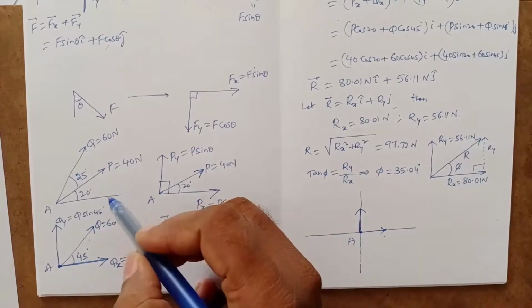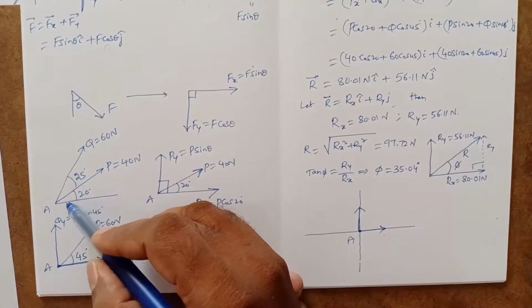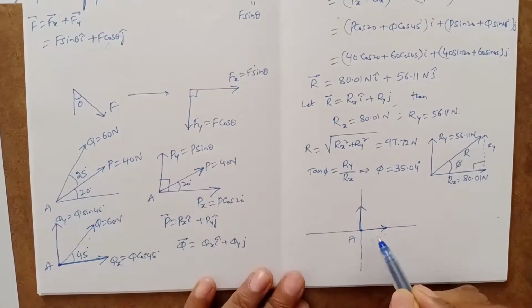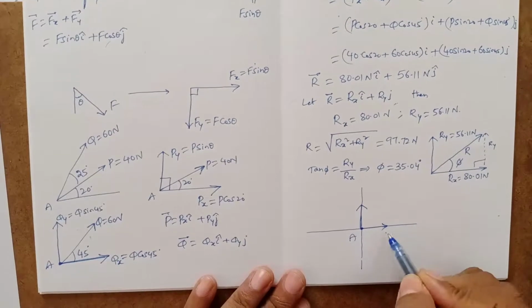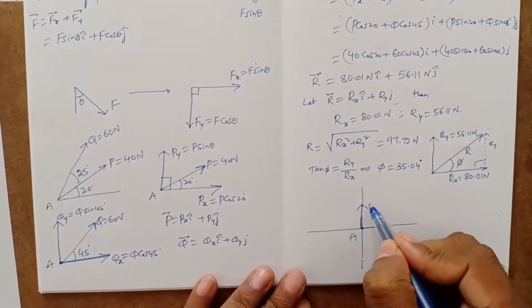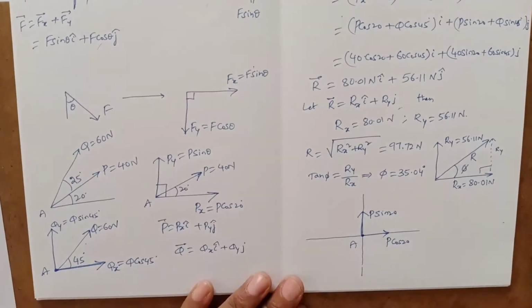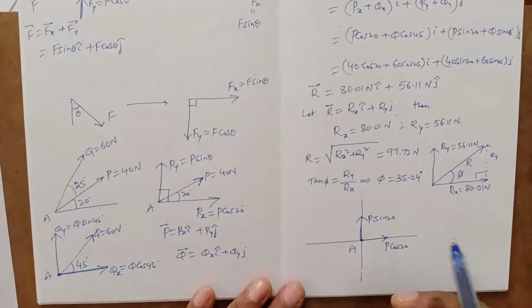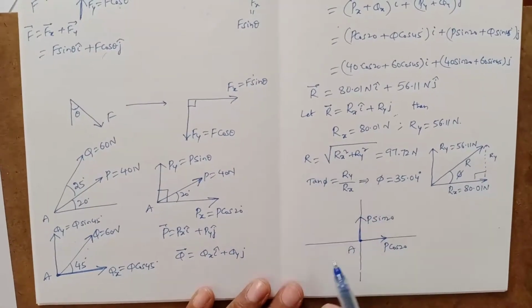This force vector P is making an angle of 20 degrees with this horizontal line, that is, with this component. So it will become the cos component. This is P cos 20, and the other will become P sin 20. So we have resolved this force P into two components, horizontal and vertical.